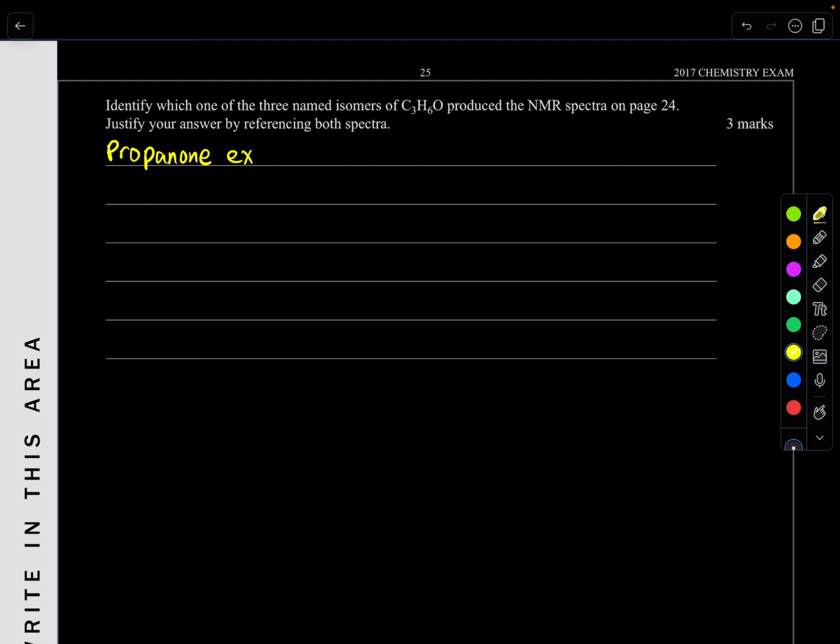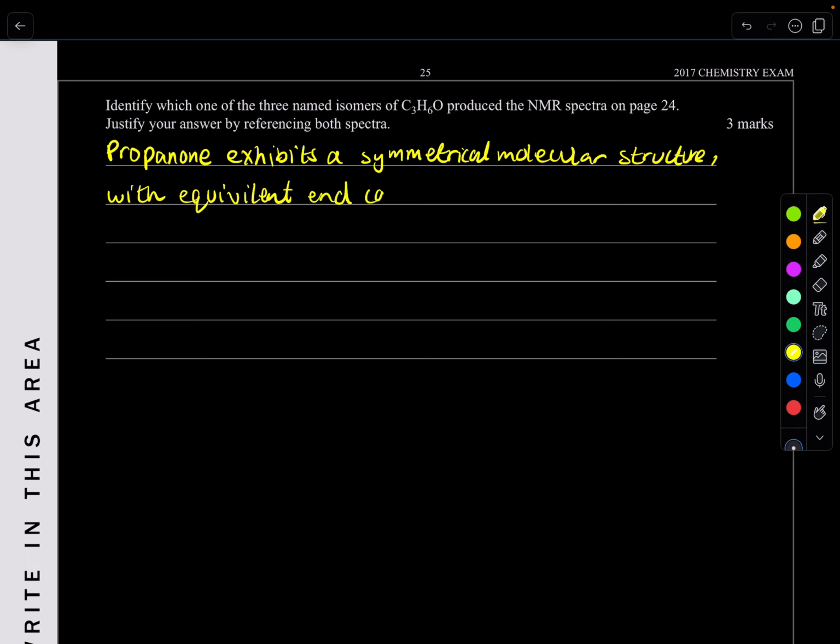Propanone exhibits, because of symmetry, a symmetrical molecular structure with equivalent carbon atoms on both sides, resulting in 2 distinct peaks, so 2 distinct carbon environments.